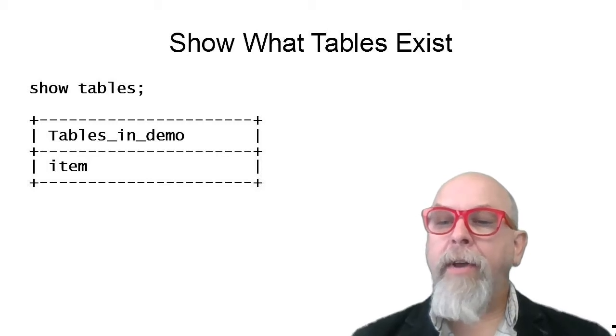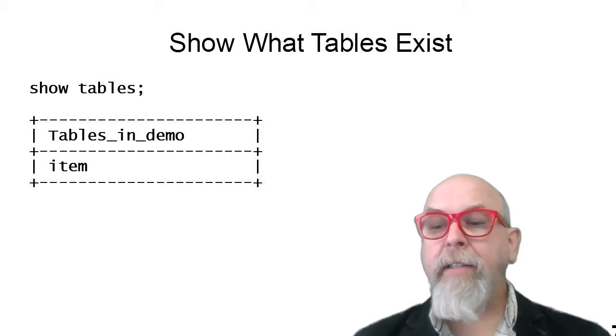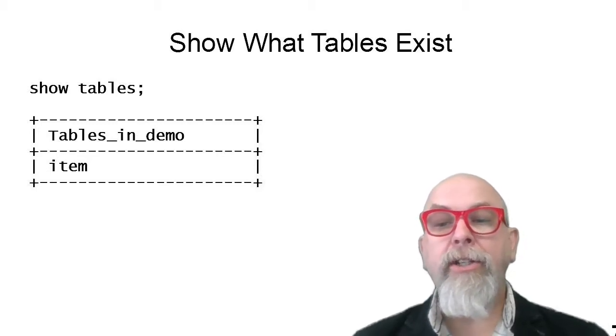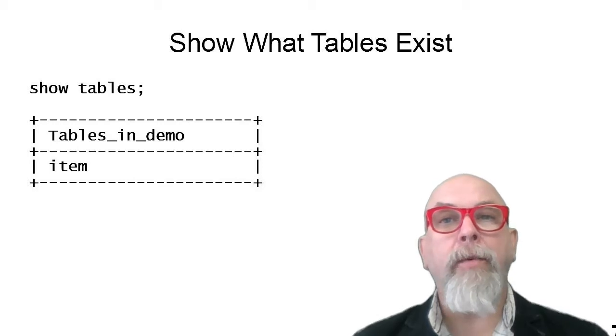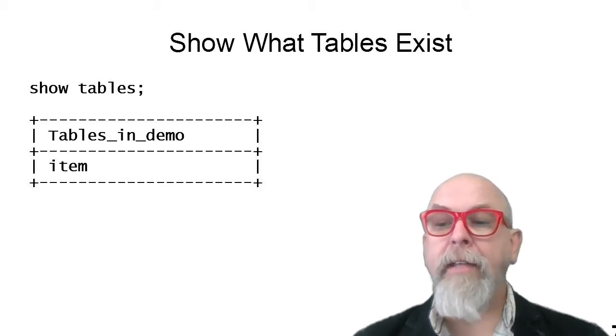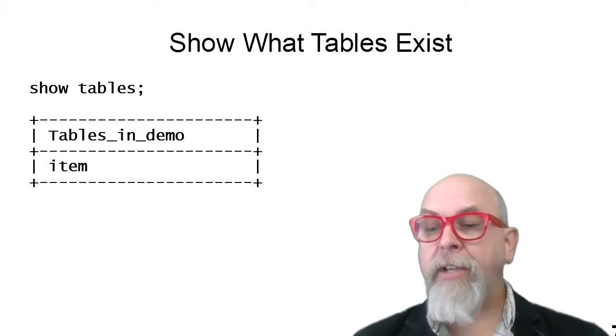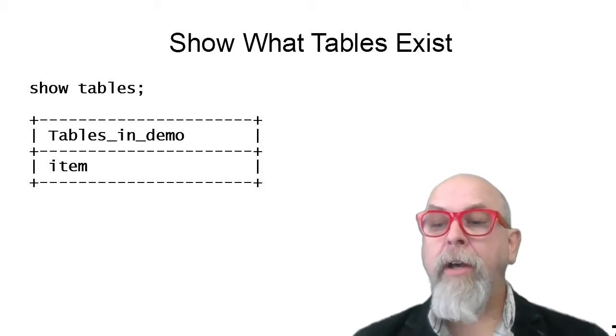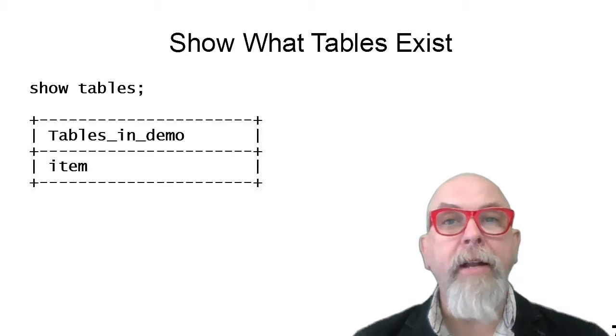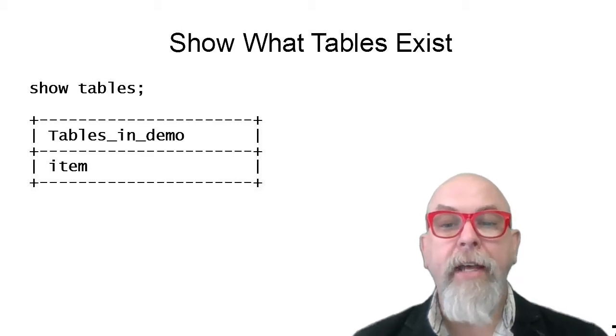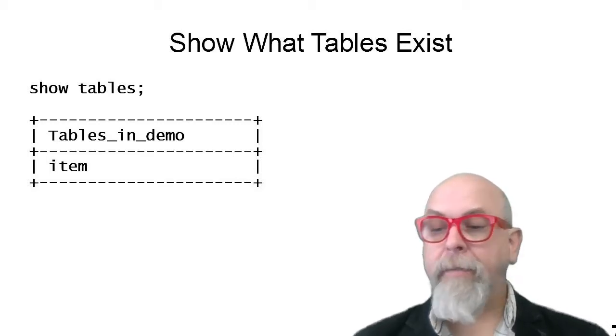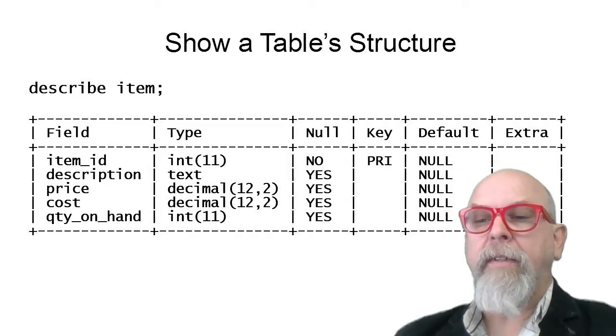The next statement I want to introduce is a statement called show tables. It's a very simple statement. There aren't a whole lot of options to it. You just say show tables, and MySQL will show you all of the tables that exist in the database. Now, because we started with a fresh database for this demonstration, after creating the item table, you can see that we now have a table called item.